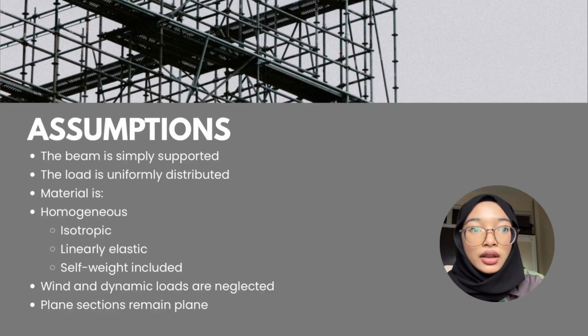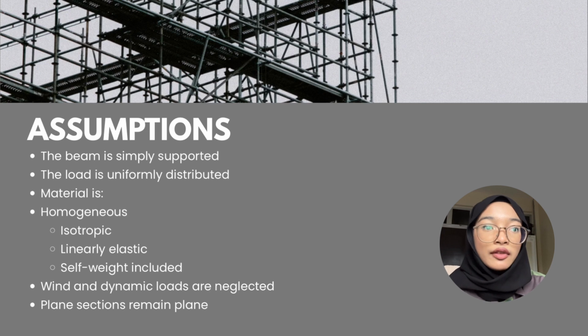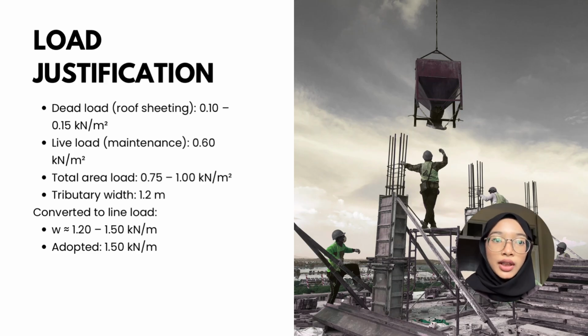The following assumptions are made. The material behaves linearly elastically, loads are static, plane sections remain plane after bending, and self-weight is included. These assumptions are commonly used in preliminary structural analysis. The total uniformly distributed load consists of roof dead load, roof live load, and the self-weight of the purlin. The combined load acting on the beam is 1.5 kN per meter.